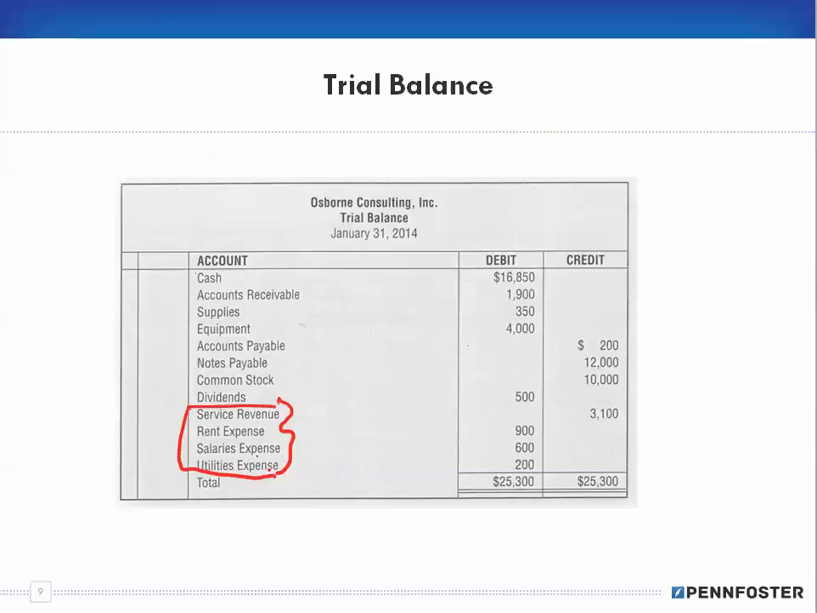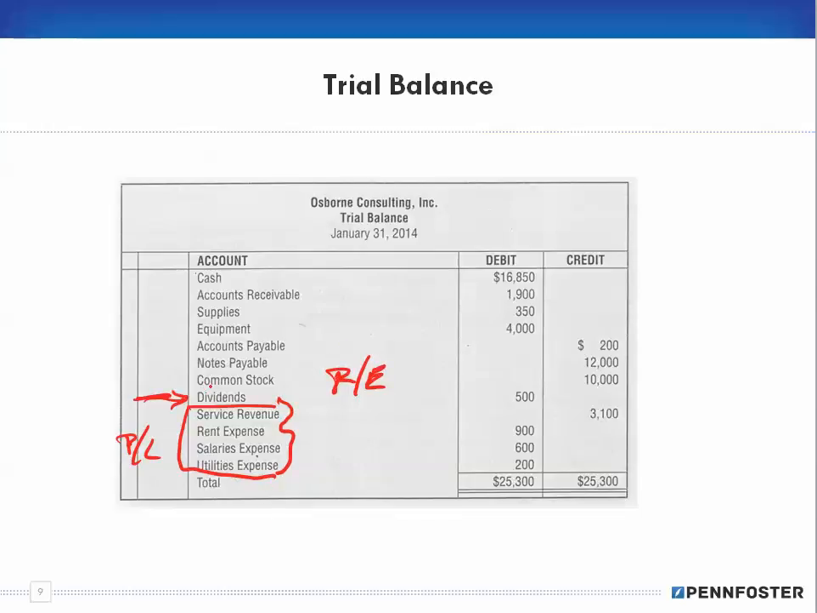But notice that the only account we're going to use from our trial balance here is this dividend account. Why? Because we had a profit or loss from the income statement, and notice that we don't have a retained earnings account on this trial balance just yet.